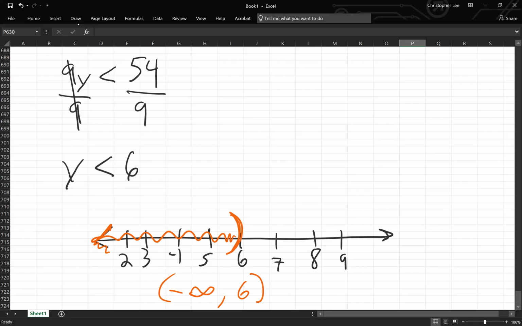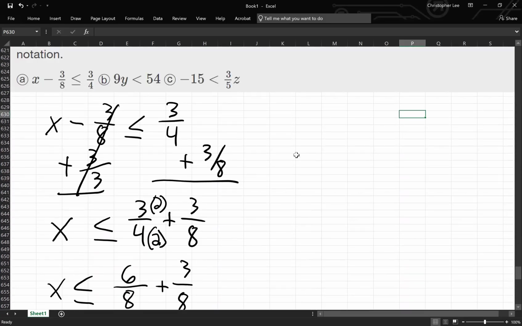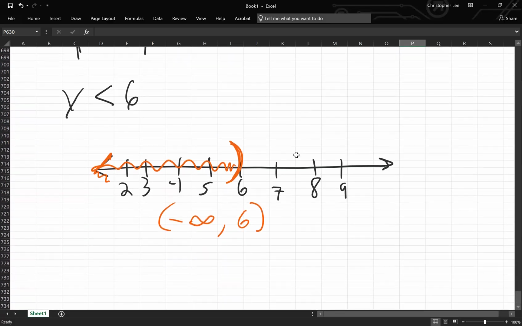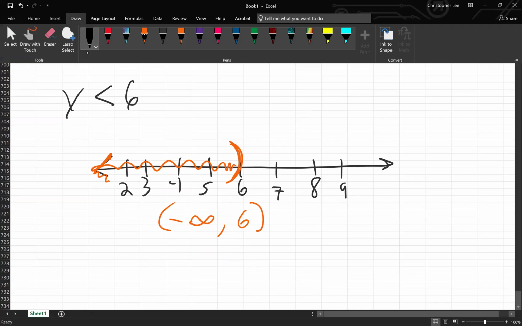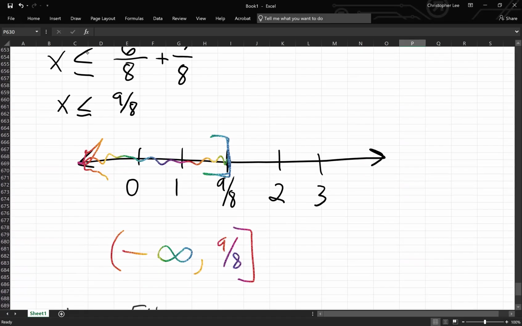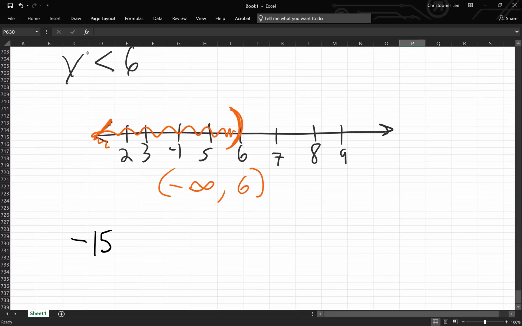Okay, questions on this? All right, same thing as yesterday. Not too bad. Let's get the last one real quick. Just bear with me one second. I have to scroll a little bit in between. So negative 15 less than 3/5 z.